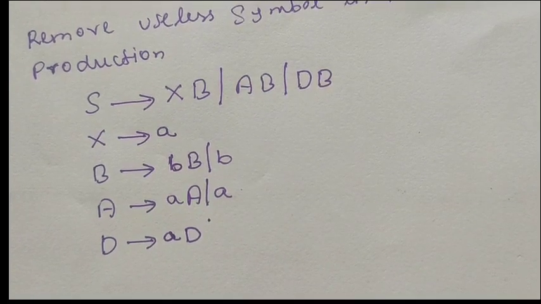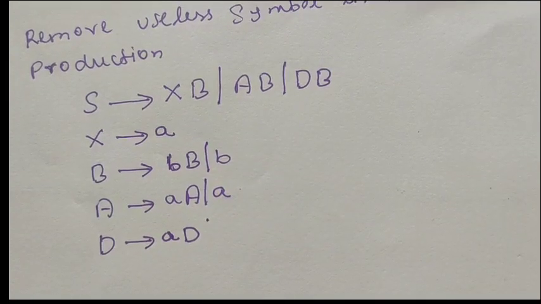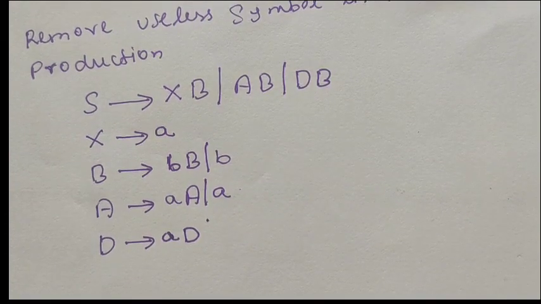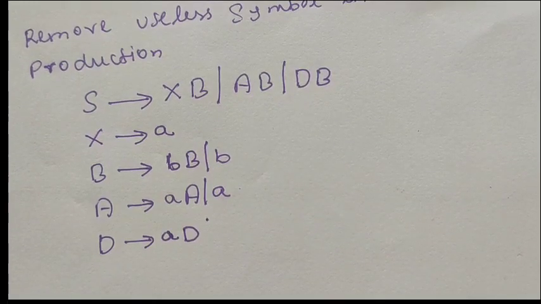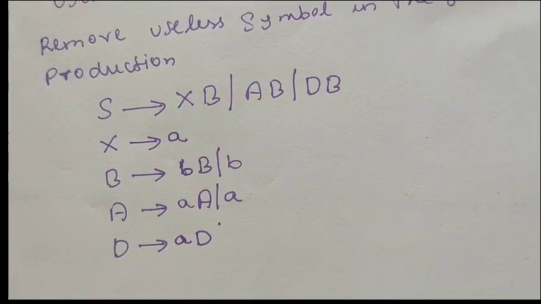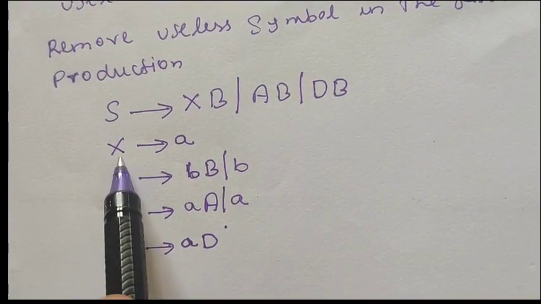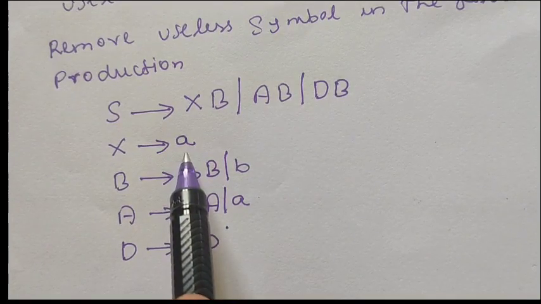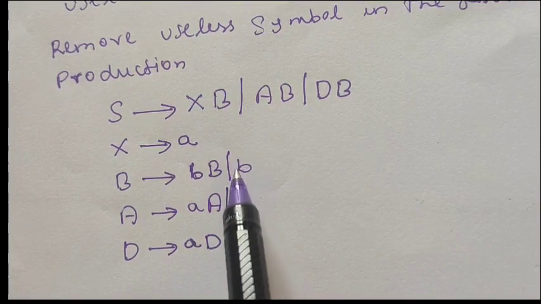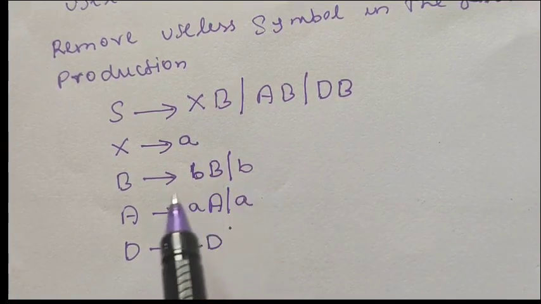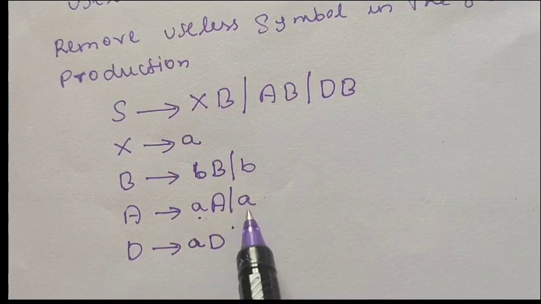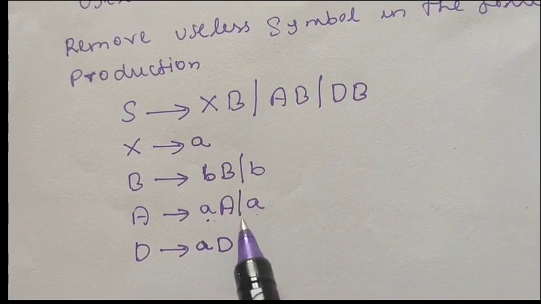When you take it out, B appears on the right side, A and B appear on the right side, D and B appear on the right side. Almost all the non-terminals appear on the right side. But which actually generates a string? We'll take X. Now, this X is generating a terminal called A. That means it is capable of generating a string. When I come to B, it can generate BB or b. Finally it can end with a string here. Now A can generate AA or it can end with a. So finally, it is also ending with a string, a terminal here.